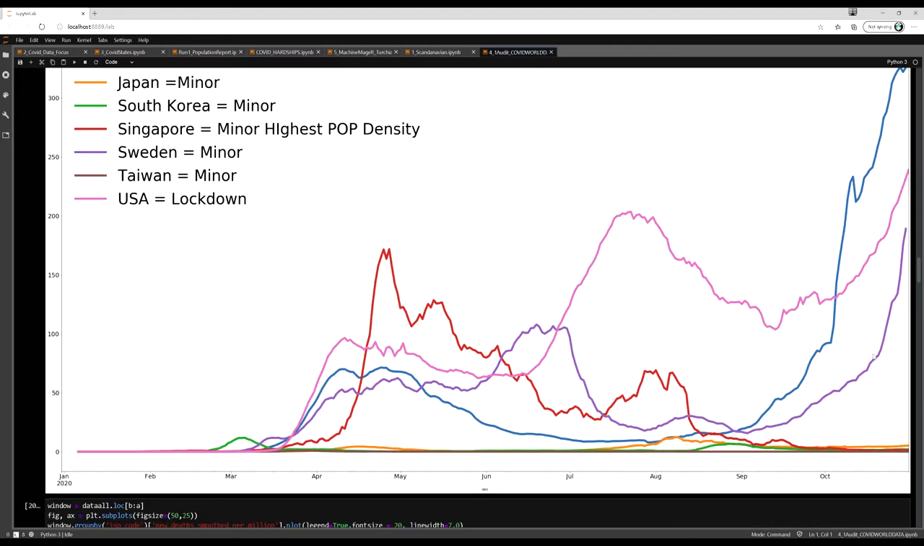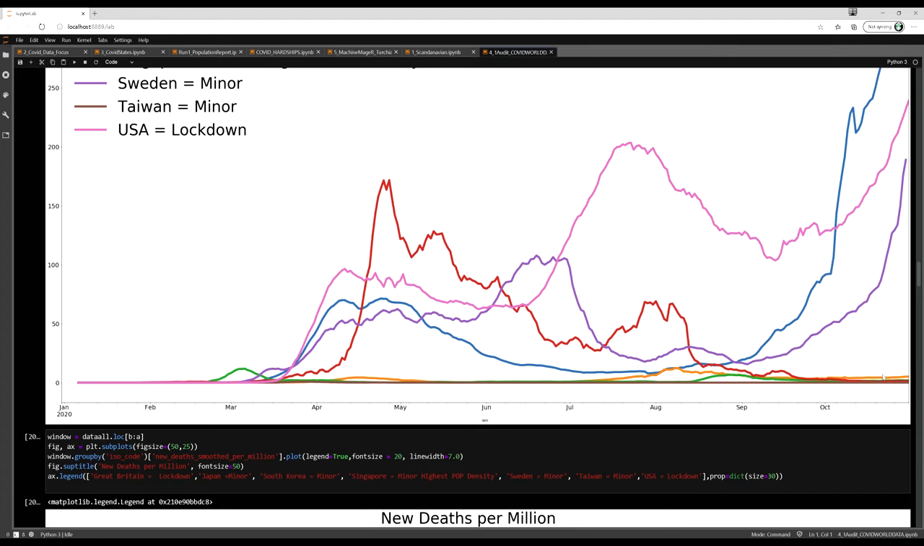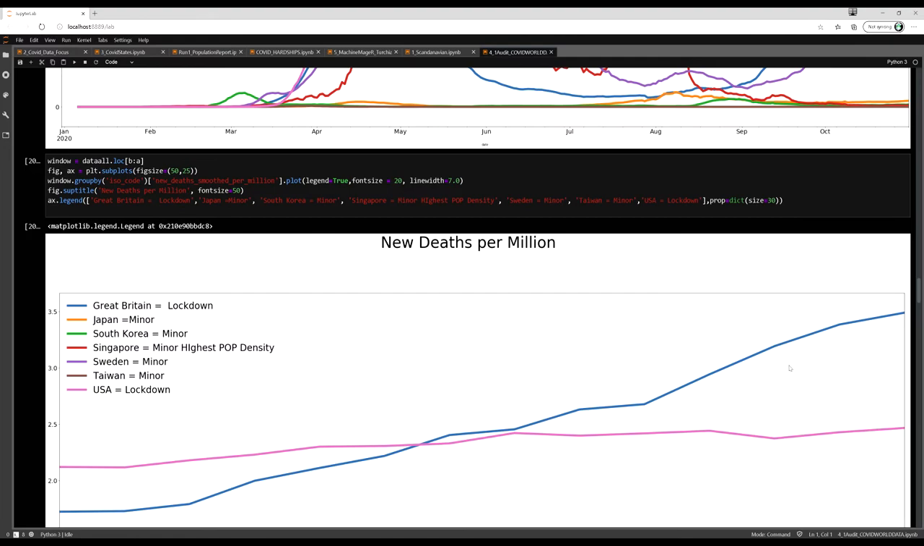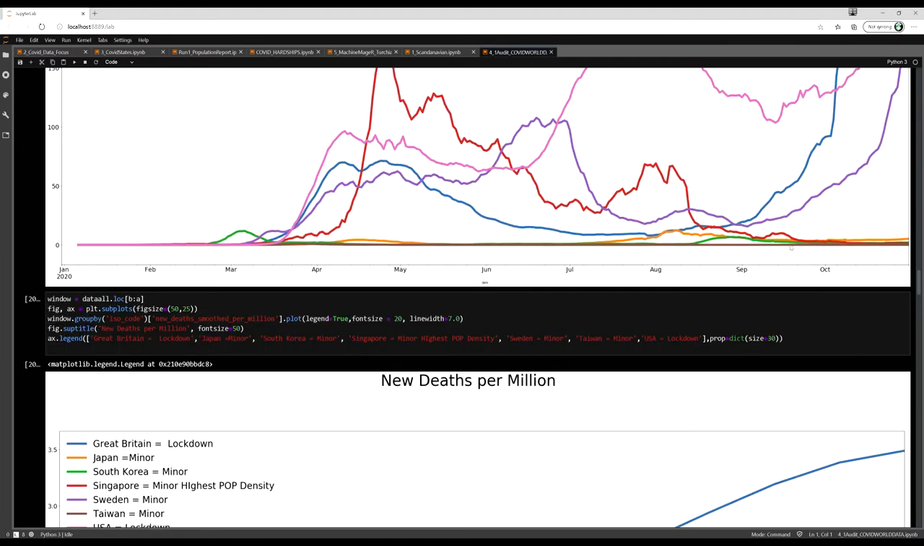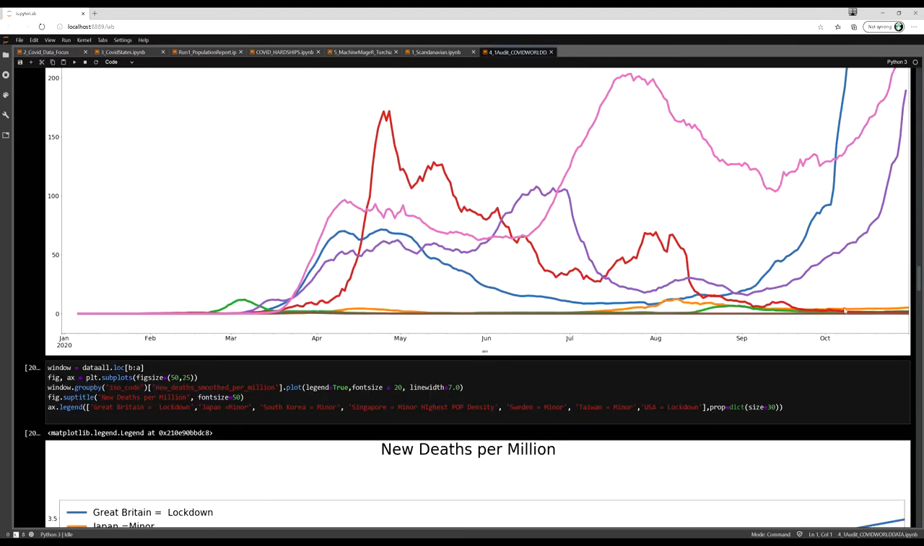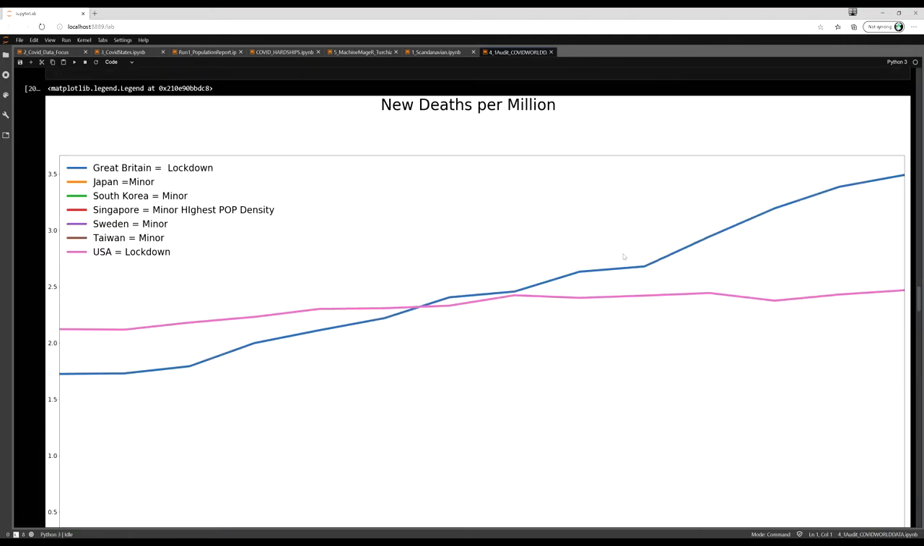All right, and of course, here we have our Asian friends, Japan, South Korea, Taiwan, Singapore. What do you see there? It's almost along the x-axis itself. New deaths per million. I mean, they're not gonna be breaking down any doors to get a vaccine. New deaths per million, here we go.